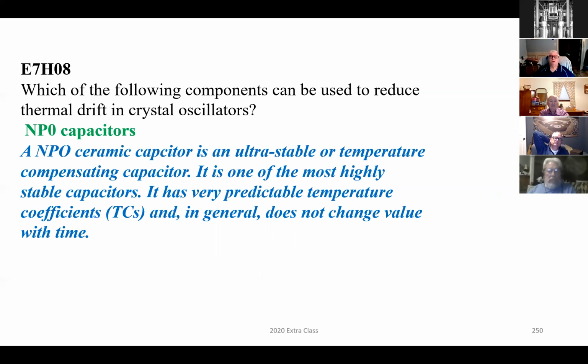Okay, which of the following components can be used to reduce thermal drift in crystal oscillators? That's NPO capacitors. An NPO ceramic capacitor is an ultra-stable or temperature compensating capacitor. It is one of the most highly stable capacitors. It has a very predictable temperature coefficient, or TC, and in general, does not change value with time.